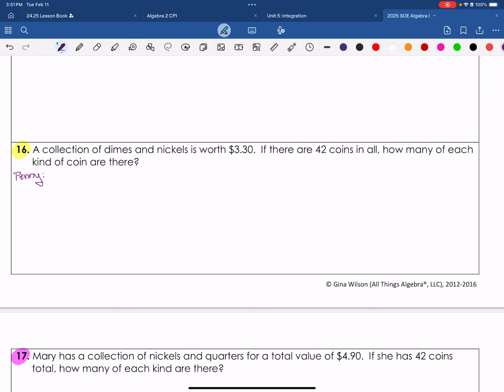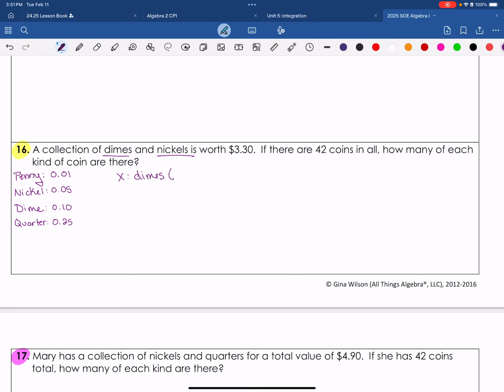A penny is 0.01 dollars. A nickel is 0.05. A dime is 0.10, and a quarter is 0.25. All right, so using that, we say a collection of dimes and nickels. So I'm going to let, actually, I'll let X be dimes.